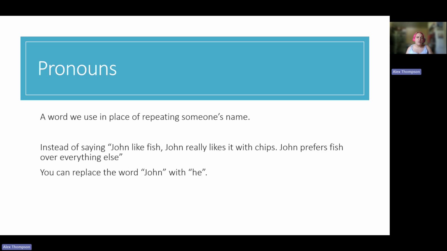Pronouns have become somewhat of a discussion in the zeitgeist at the moment, with people not wanting to use gendered pronouns. So he for masculine, she for feminine.